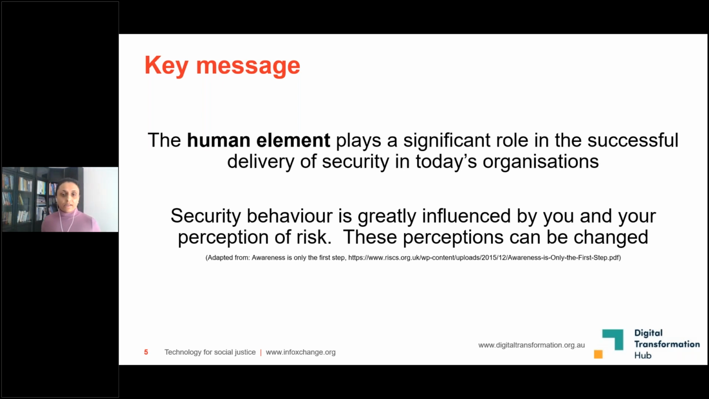Security behaviors and the culture and sentiment on security within an organization is greatly influenced by you and your perception of risk. And most importantly, these perceptions can be changed. Security is really everybody's responsibility in an organization.